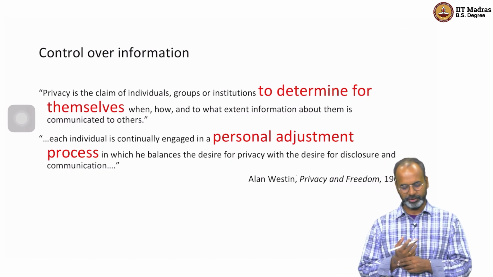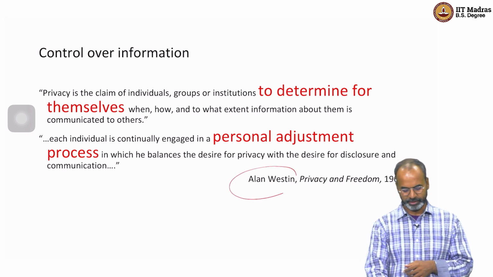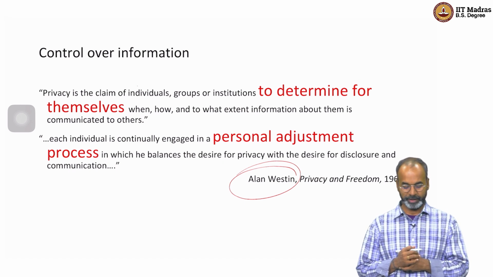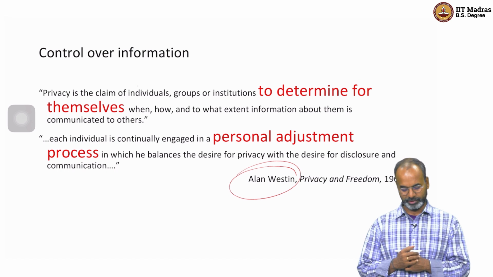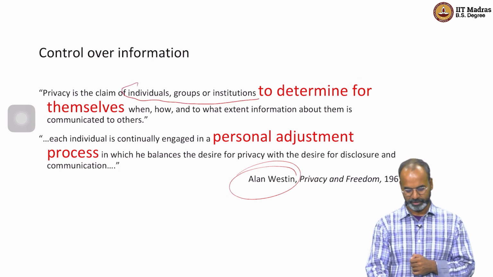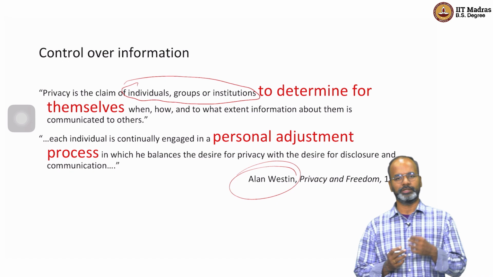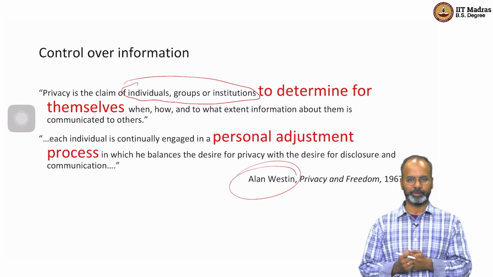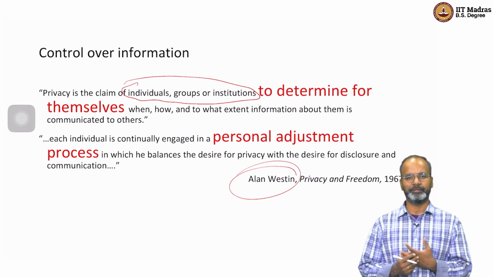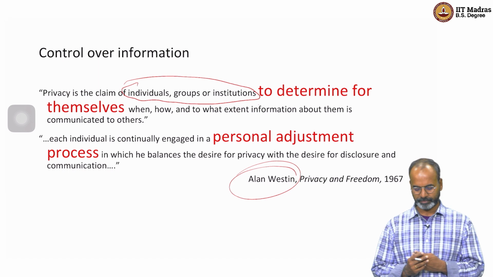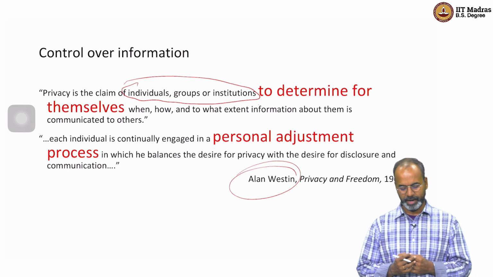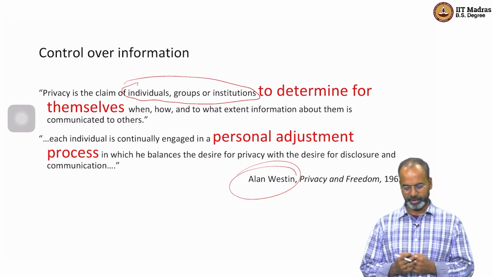Here are some more definitions. This is by Alan Westin, a popular professor in this topic. Privacy is the claim of individuals, groups, or institutions. He nicely makes it inclusive of not just you and me, but a set of groups or institutions also. For example, IIT by itself can have some privacy expectations. To determine for themselves when, how, and to what extent information about them is communicated to others.